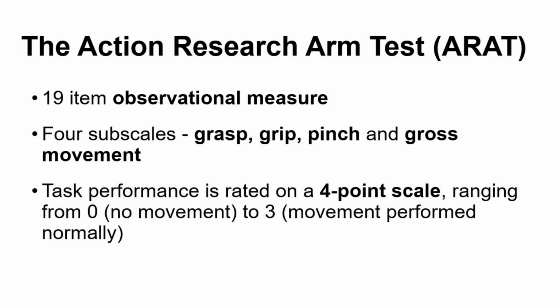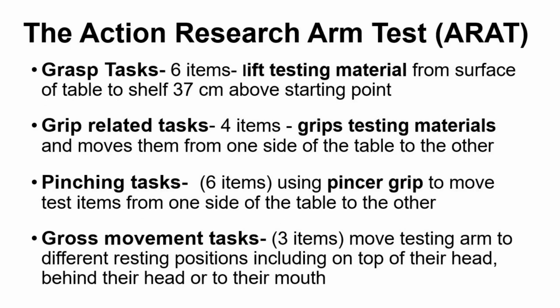The Action Research Arm Test. This is a 19-item observational measure. There are 4 subscales. An individual will do grasp, grip, pinch, and gross motor movements. The task performance is rated on a 4-point scale, ranging from 0, which is no movement, to 3, which is movement performed normally. The grasp tasks are 6 items.